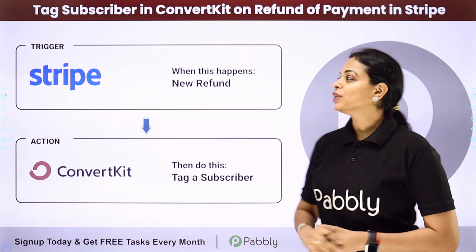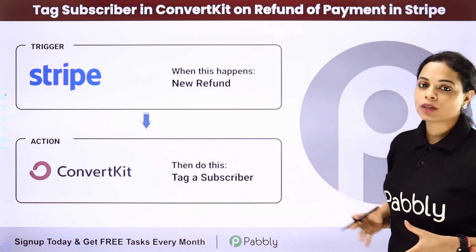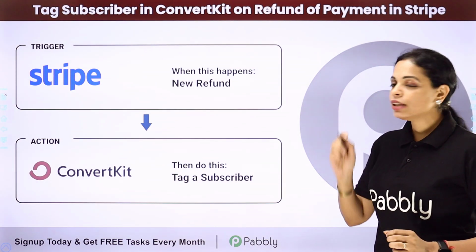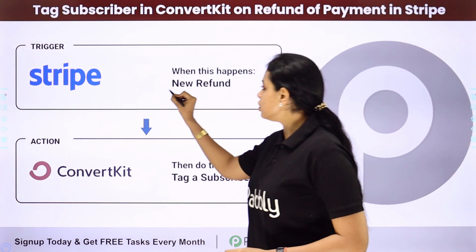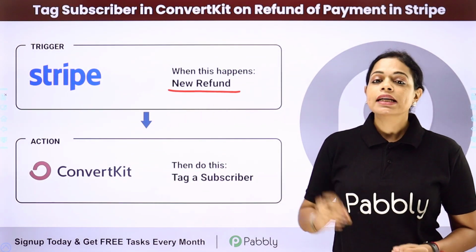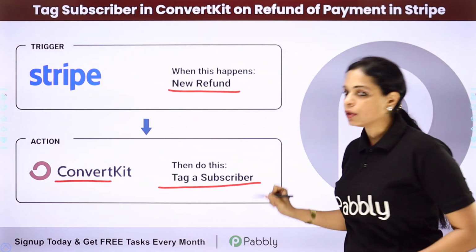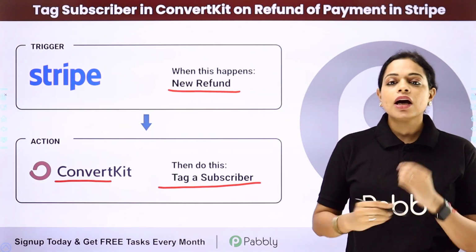In this video, we are going to see how to tag a subscriber in ConvertKit on refund of payment in Stripe. So here my objective is, every time a user has applied for a refund and the refund has been initiated on Stripe, which is a payment gateway, the same user on ConvertKit, I just want to tag the subscriber like refund Stripe. Now how can that be done?